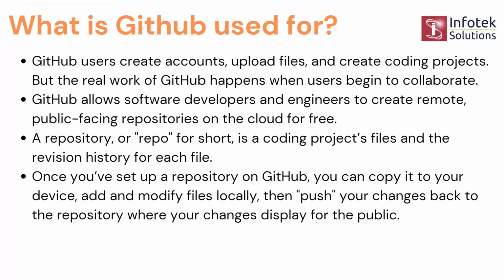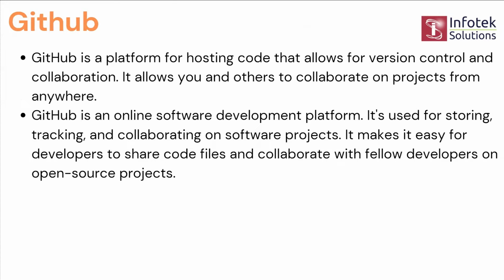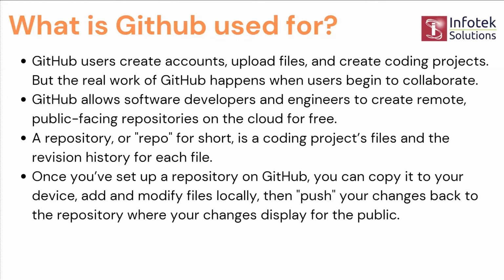Once you have set up a repository on GitHub, you can copy it to your device, add and modify files locally, then post your changes back to the repository, where they can be displayed to the public. So when you upload the code to GitHub, you can share it from there. You can push the code or you can pull the code from there. So basically, you have a folder called a repo, and in that repo is where we can upload the code. That's all. So that's the short story about GitHub.